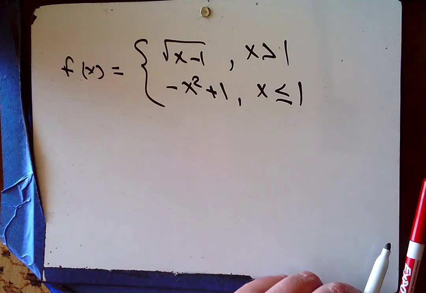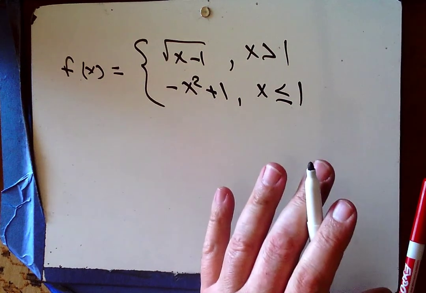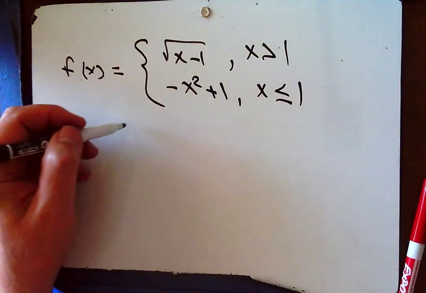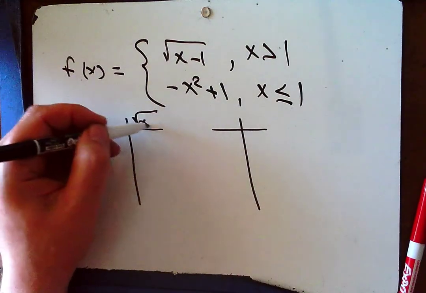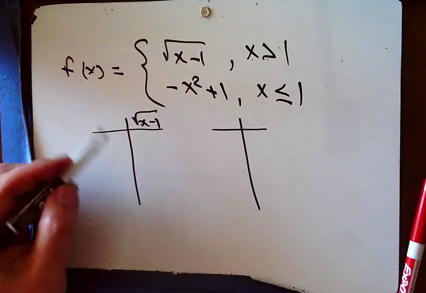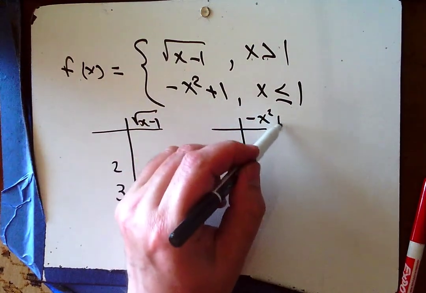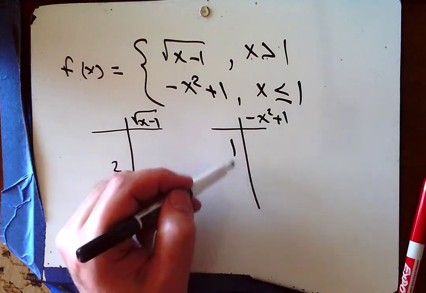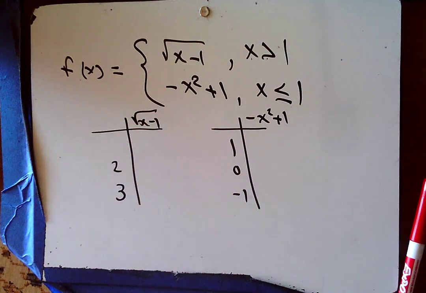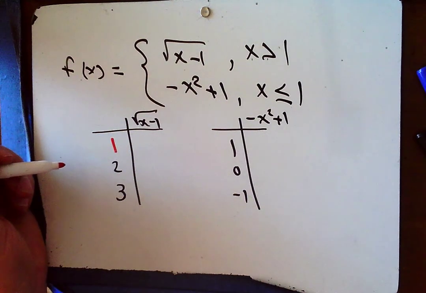Okay, how do I do this? Well, remember, when it comes time for us to graph, we want to make two t-charts because we have two pieces. One for this piece with x values bigger than 1, 2 and 3, and one for this piece, negative x squared plus 1, for x values that are less than or equal to 1. So 1, 0, and negative 1. Now, the next thing is, it's very, very important to put 1 there as well.